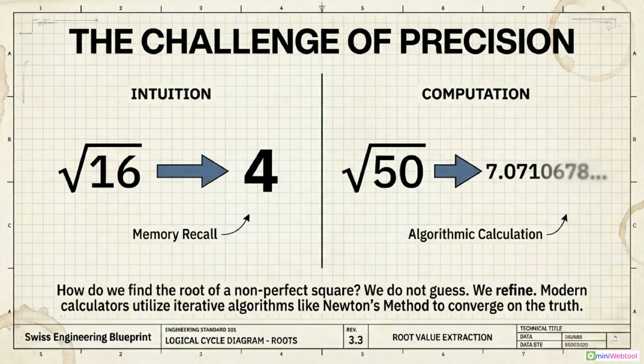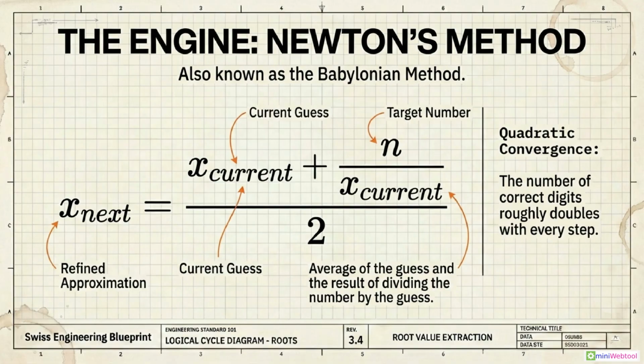For non-perfect squares, finding the root is a challenge of precision. Instead of guessing, we utilize modern iterative algorithms, like Newton's method, to converge on the correct value. The engine for precision is Newton's method, also known as the Babylonian method. This formula refines an approximation by averaging the current guess with the target number divided by that guess. This method provides quadratic convergence.